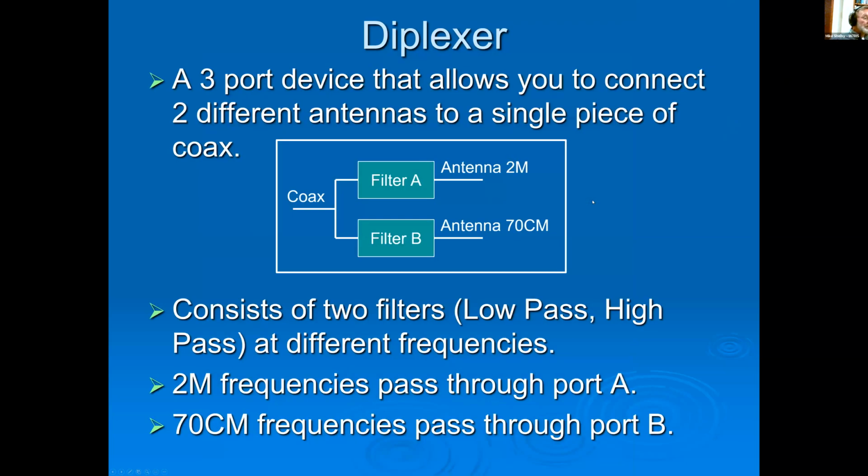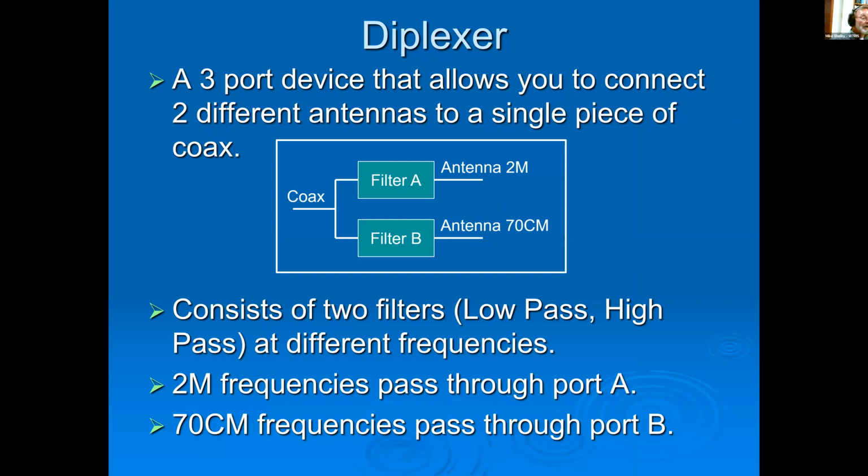So let's hit a diplexer. A diplexer is a little change in things, but we'll see what the main difference is. A diplexer is, again, a 3-port device that allows you to connect 2 different antennas to a single piece of coax. And there's a little diagram there.